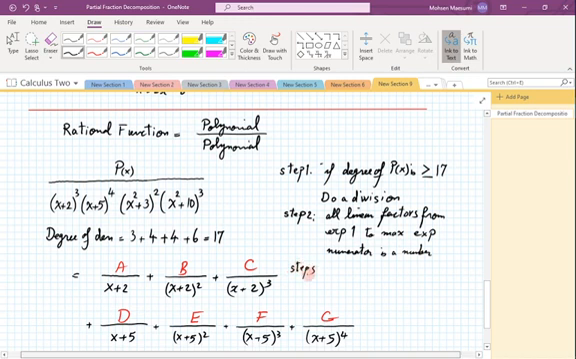Then if you have these kinds of expressions, these are called irreducible quadratics, because you cannot break them apart like those. Step 3, for all irreducible quadratics, again the same, from exponent 1 to the maximum exponent that you see, and then the numerator is a linear expression.